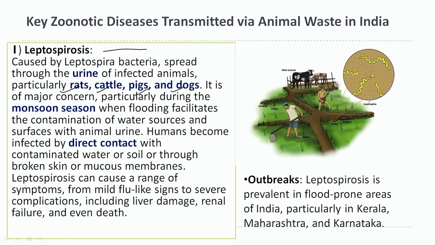This disease is mainly important during the rainy season, when excessive rain and flooding facilitate the contamination of different water sources and surfaces. Humans get infected either by direct contact with the contaminated water or through broken skin or mucous membrane. Leptospirosis causes a wide range of symptoms. Mainly, it appears as flu-like symptoms like severe fever, liver damage, and even death if not treated properly. In India, leptospirosis is mainly a problem in areas where continuous floods come, like the states of Kerala, Maharashtra, and Karnataka. All these areas in India are flood prone, so there is always an outbreak of leptospirosis.